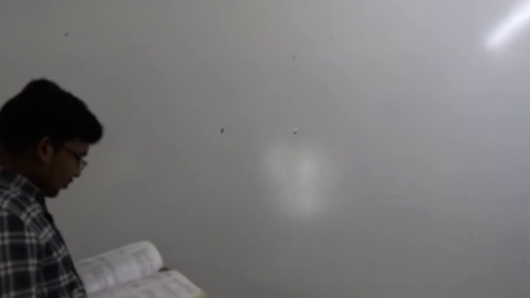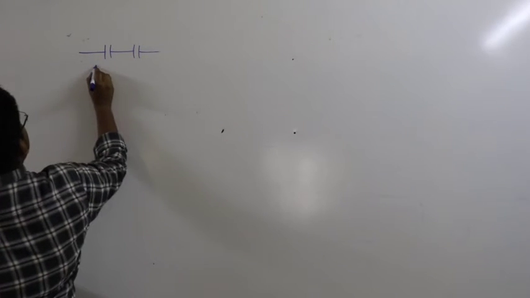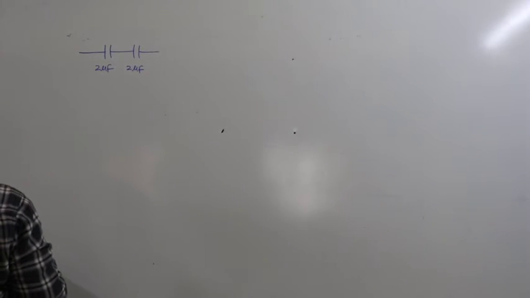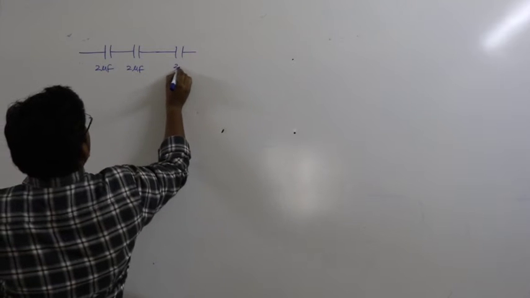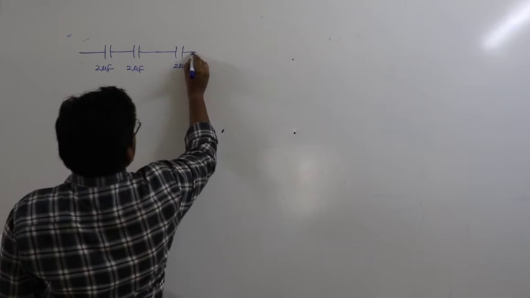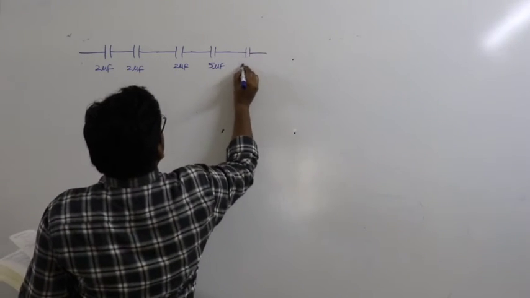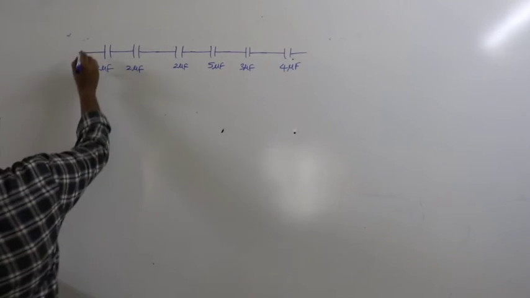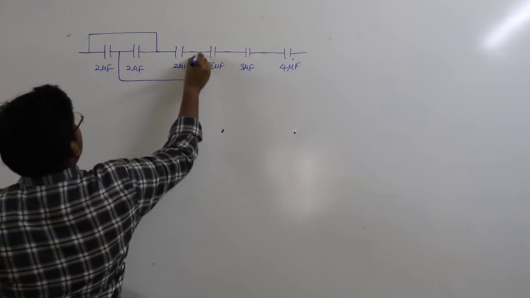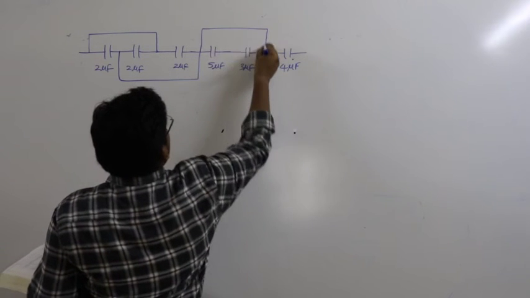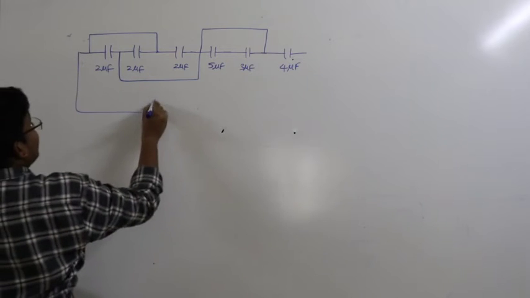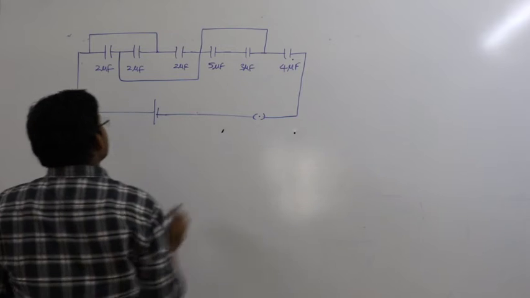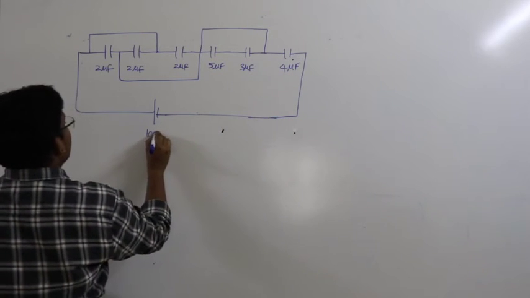So here the problem is, the circuit is given like this. There are some capacitors. This is 2 microfarad, this is also 2 microfarad, and here also 2 microfarad. And now this is 5, 3, 4, and this is 5, this is 3, and the last one is 4 microfarad, and they are given the connections like this. And to the 4, it has been given to the battery. So the switch is closed, okay? So this is of 100 volts.